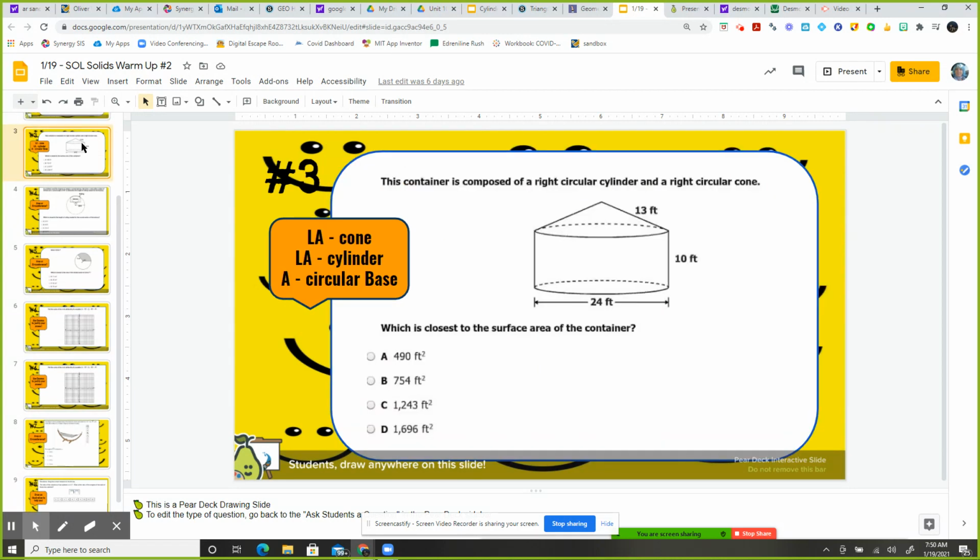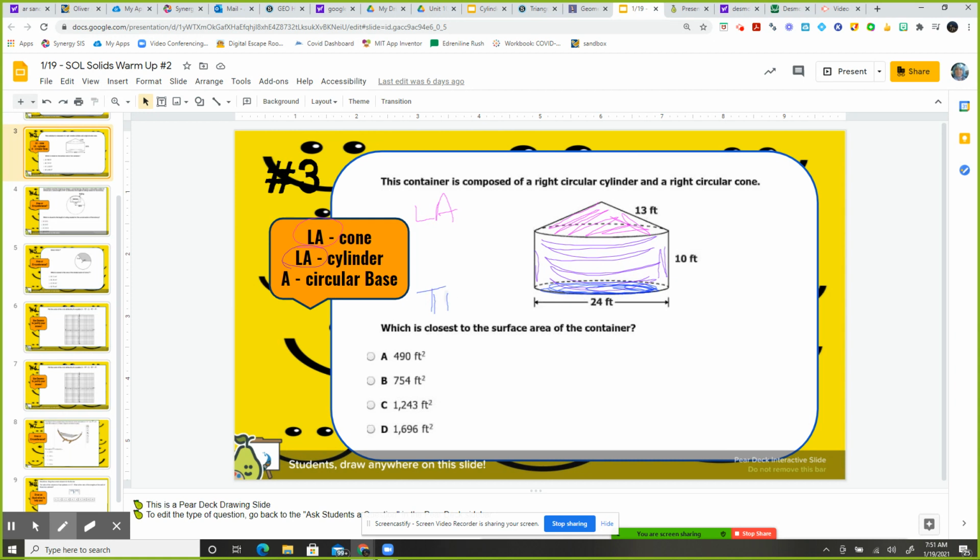Let's go back to question number 3. So proud of everybody who did this. This container is composed of a right cylinder and a right cone, and I want to know the surface area. So you need to think about 3 things. You want the top of the cone, which is the lateral area of the cone. And then you want the lateral area of the cylinder, because that's the sides of the cylinder, right? And then we want the circular base.